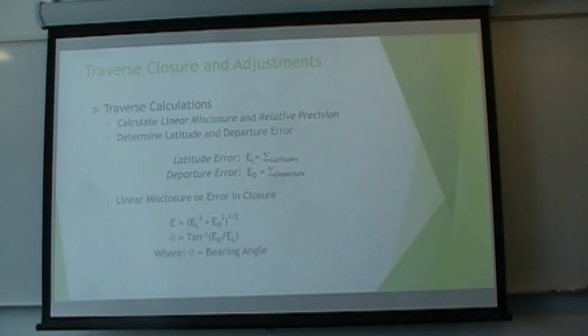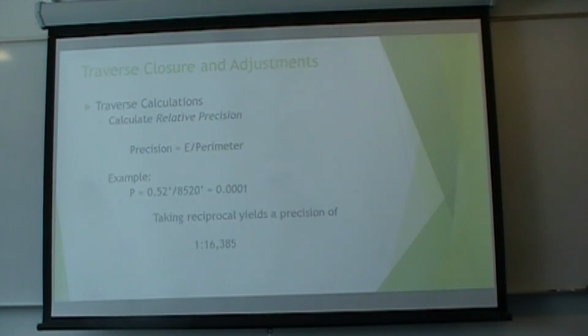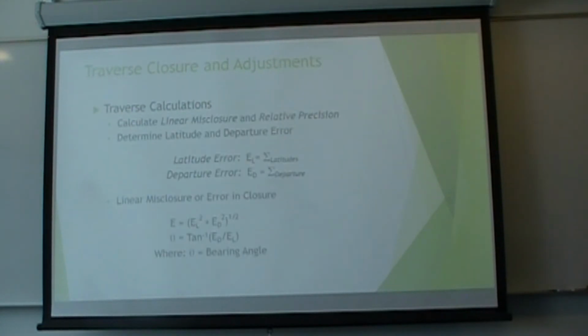For the linear misclosure, we simply use the Pythagorean theorem. We take the error in latitude squared plus the error in departure squared, square root. That's going to yield my linear misclosure. The angle, if you need it, can be determined by departure over latitude. Most people don't care about that, so that's less important. But the linear misclosure, the distance component, is the real important thing, because we're going to use that in the next step where we talk about relative precision.